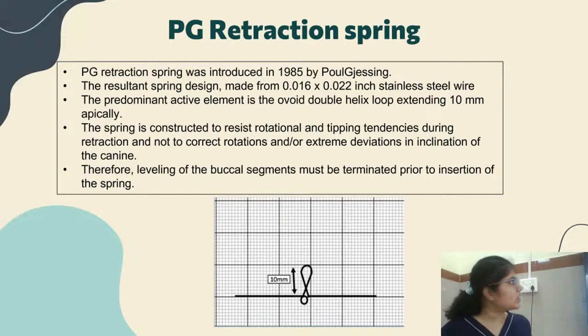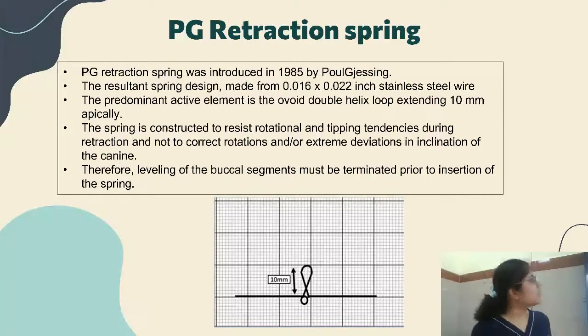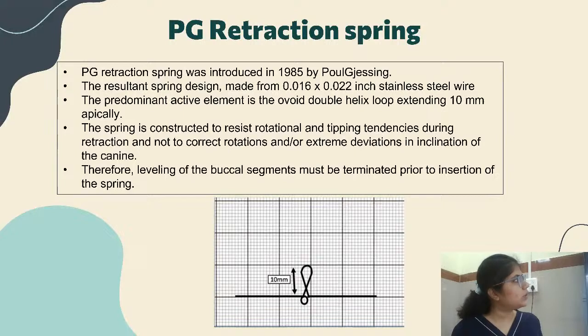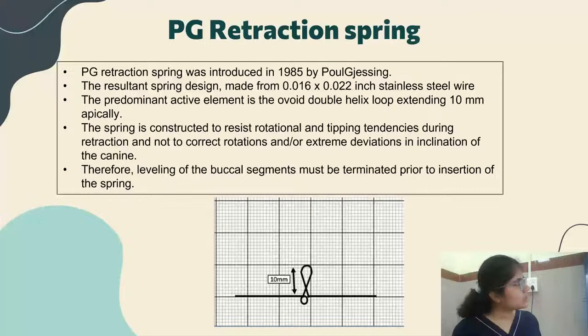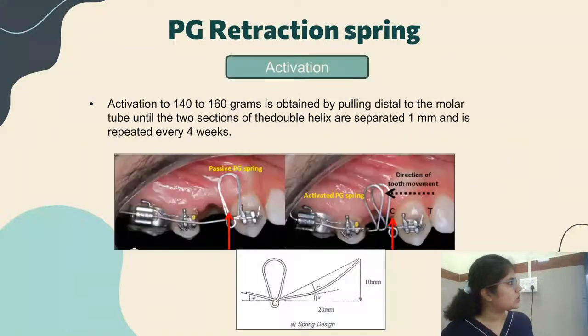Then next is the PG retraction spring, introduced in 1985 by Paul Gjessing. The resultant spring design is made from 16x22-inch stainless steel wire. The predominant active element is the helix apically. The spring is constructed to resist rotational and tipping tendencies during retraction, not to correct rotations or extreme deviations in inclination of the canine. Therefore, leveling of the buccal segment must be completed prior to insertion of the spring.